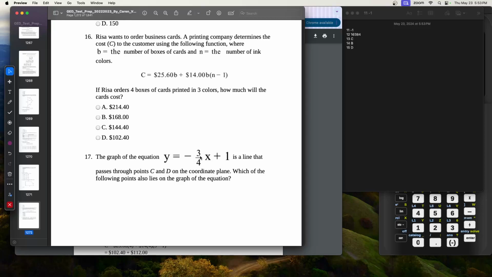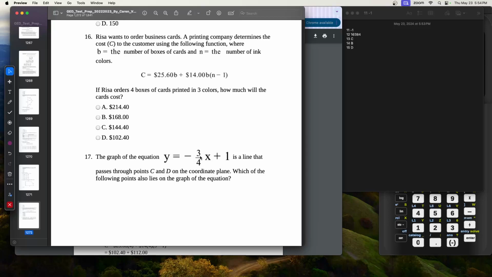Visa wants to order business cards. A printing company determines that cost C to the customer using the following equation, where B is the number of boxes of cards and N is the number of ink colors. If Visa orders 4 boxes of cards printed in 3 colors, how much will the cards cost?